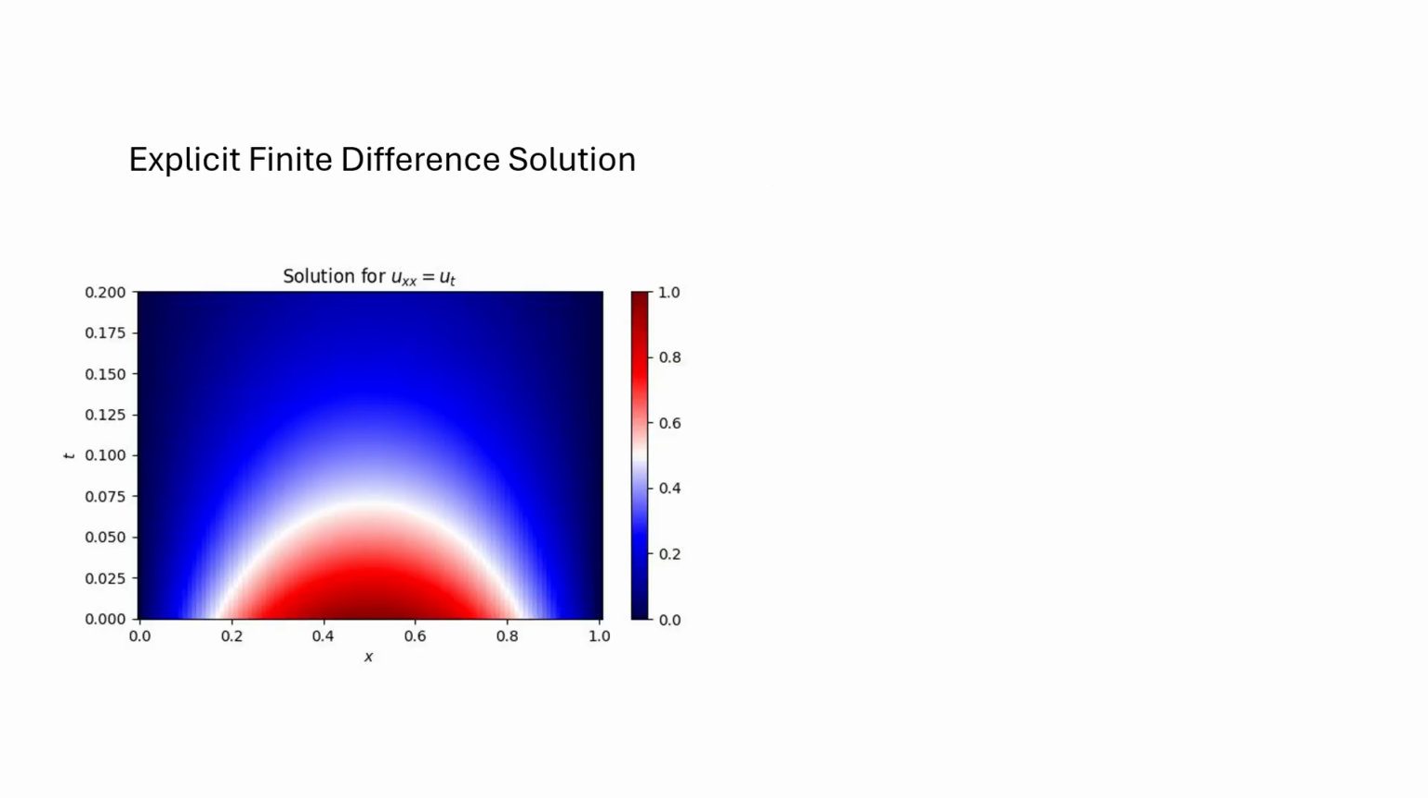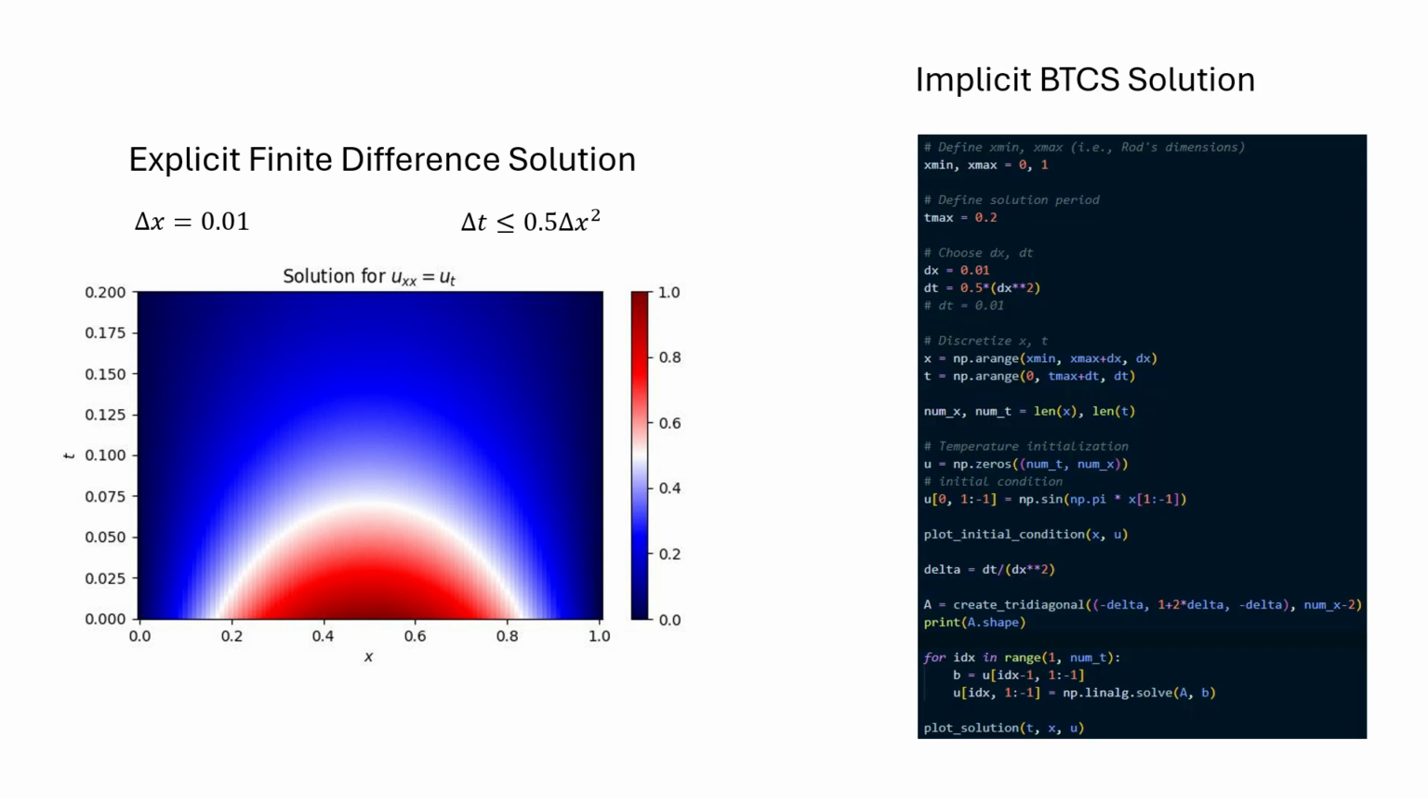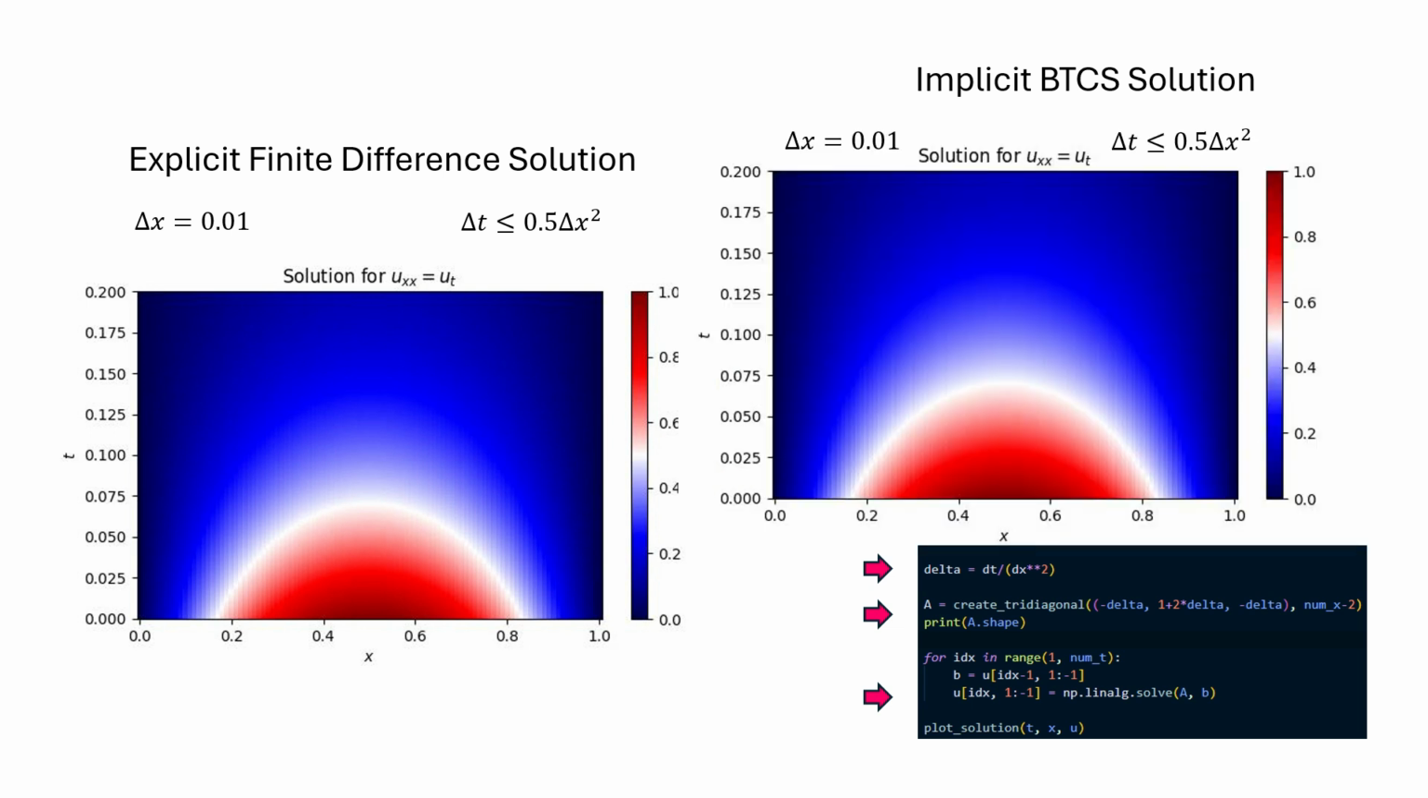In the previous video, we got this explicit finite difference solution of the heat equation. In this simulation, we used dx equal to 0.01 and dt was set equal to 0.5 dx squared. For the implicit BTCS solution, we can update our Python program. As we saw before, we create the tridiagonal matrix A and then solve the system of equations for temperature at each time step. The solution obtained using the implicit BTCS method and with the same dx and dt values as in the explicit finite difference solution is the same.